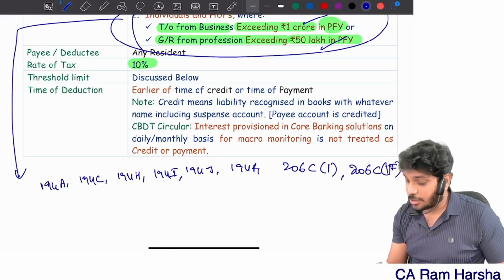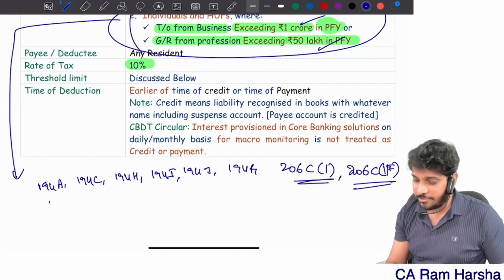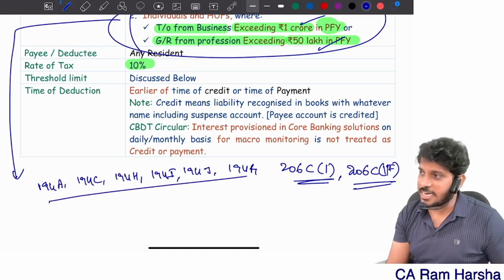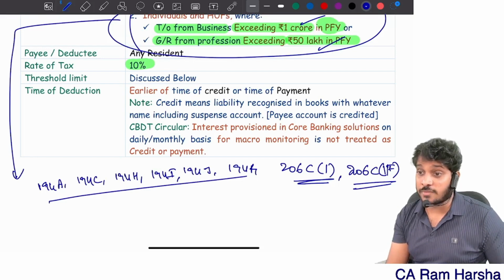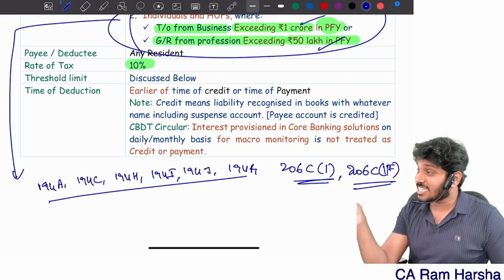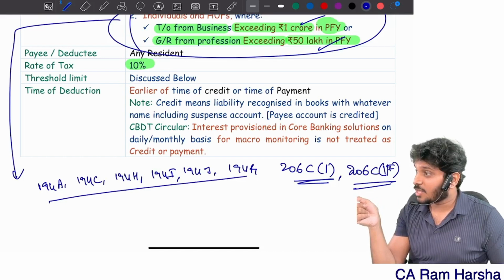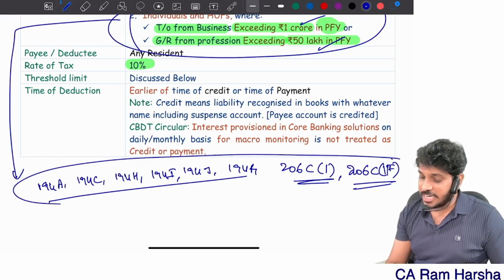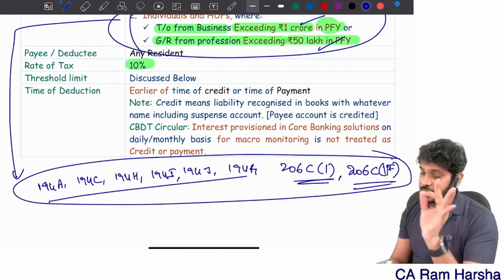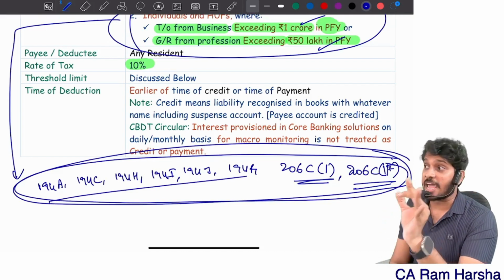Yes or no? For 206C1, 206C1F, in all these sections, in the TCS section also you see the seller definition. Open the TCS section and see the seller definition, second page of the TCS topic. 206C subsection 1 covers seller of timber, seller of forest produce, seller of scrap. Yes or no? 206C 1F, seller of motor vehicle, correct? Or notified goods. So for these 8 sections, payer means same definition. These 8 sections are applicable to the same category of payers.